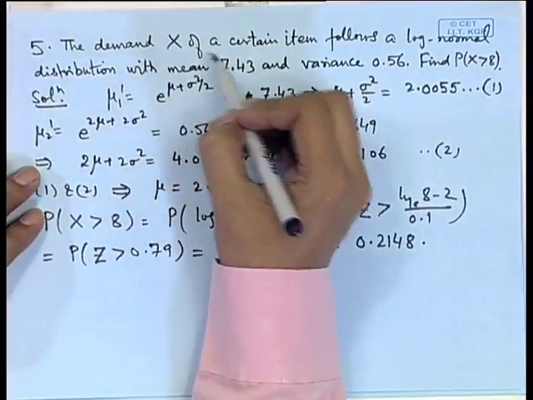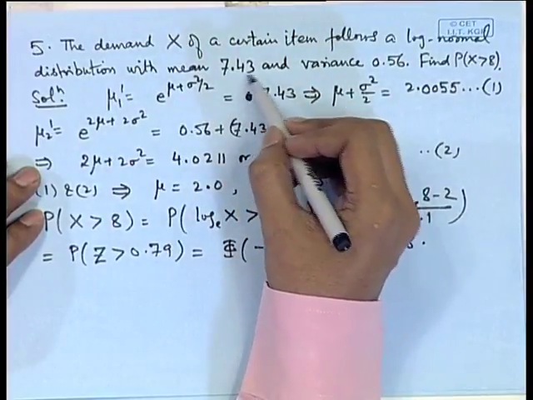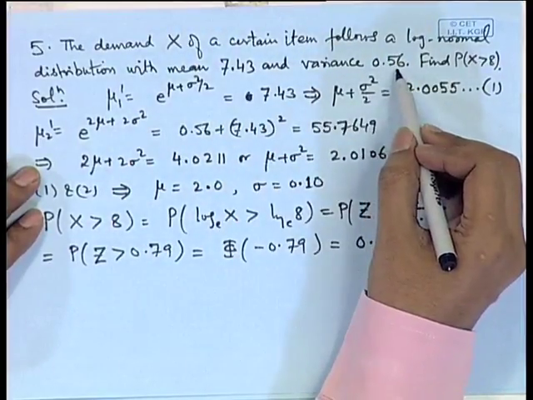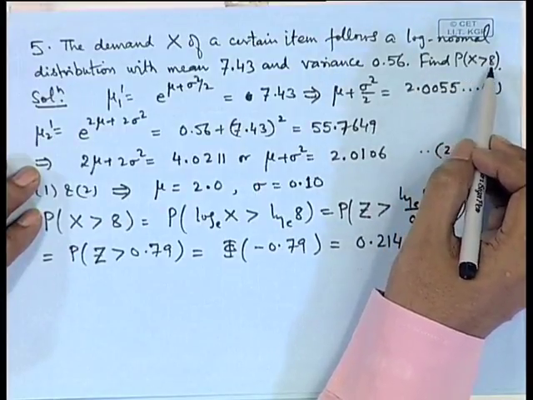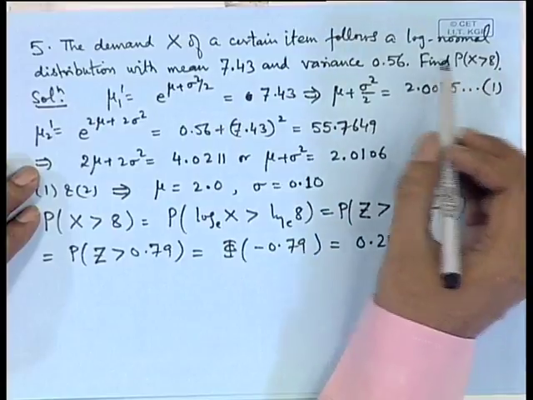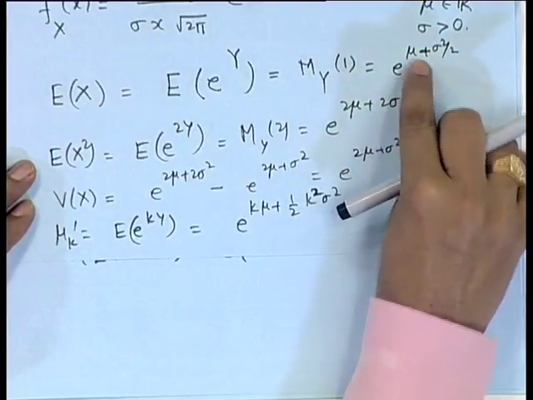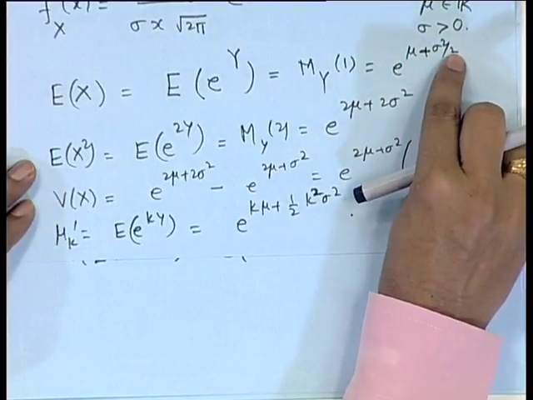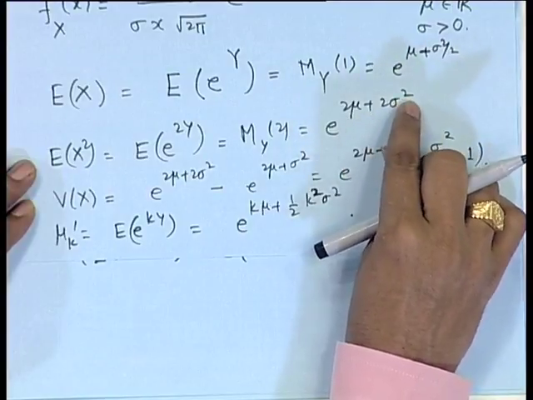Let us look at one application here. Suppose the demand of a certain item follows a log normal distribution with mean 7.43 and variance 0.56. What is the probability that x is greater than 8? If we utilize this formula here, the mean of a log normal distribution is e to the power mu plus sigma square by 2. The second moment is e to the power 2 mu plus 2 sigma square.